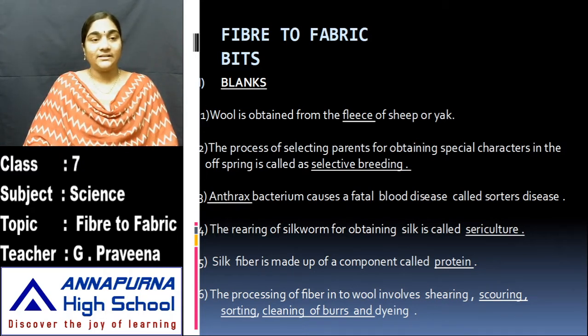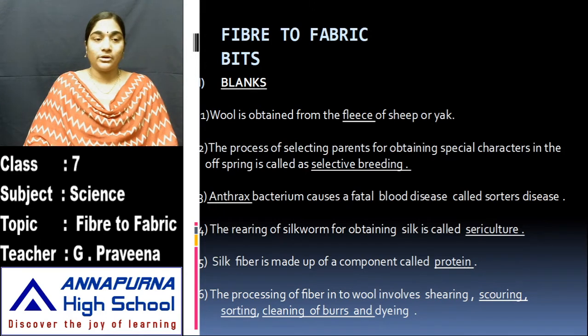The next bit: silk fiber is made up of a component. The component name is protein. And what are all the different processes involved in wool production? The processing of fiber into wool involves the first process, the removal of the skin, known as shearing. Next, the sheared skin has to be washed thoroughly to remove the grease and dirt particles from the fleece. That process is known as scouring.